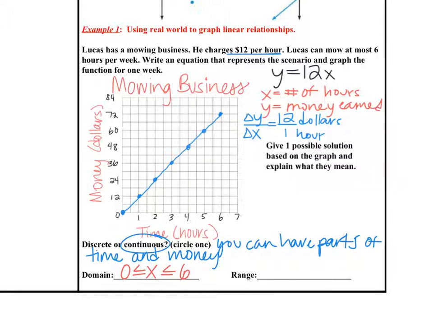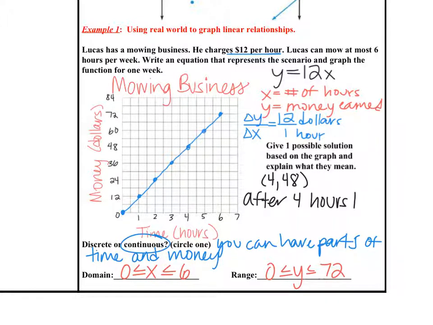Oceana, my range starts at 0. Where does it stop going up? For the y values. 72. So y is between 0 and 72. X is between 0 and 6. Use inequalities because it's connected. Use 4 and 48. Explain what it means. You can use a different point. I don't care. This means after 4 hours, how much has he earned? What is it? $48.